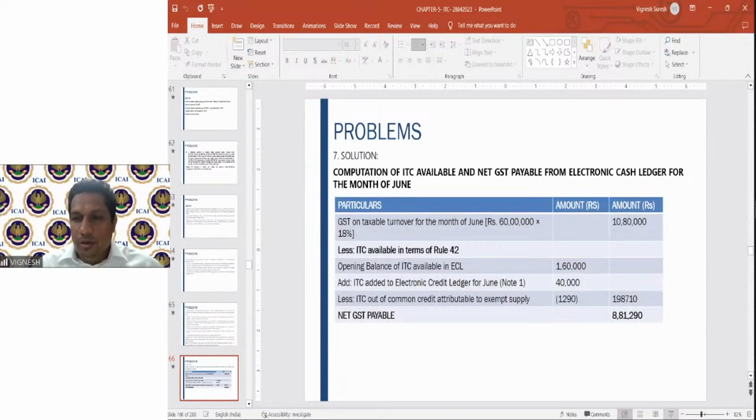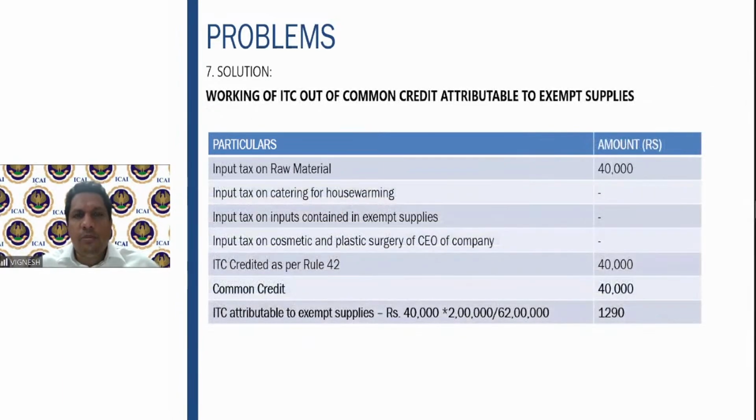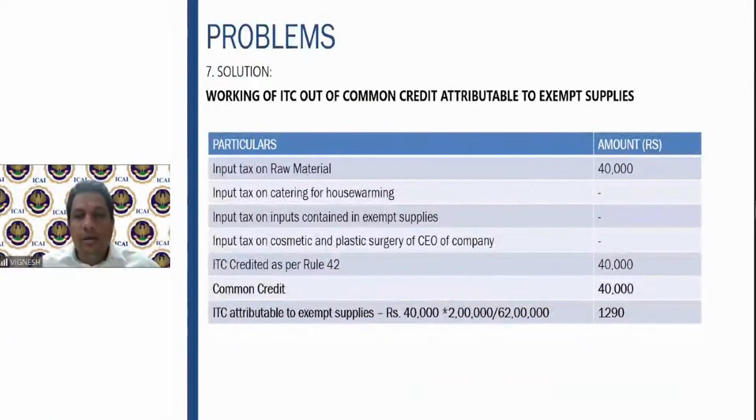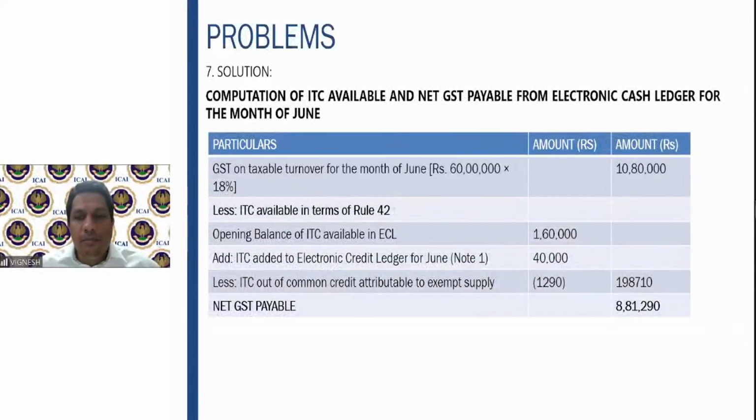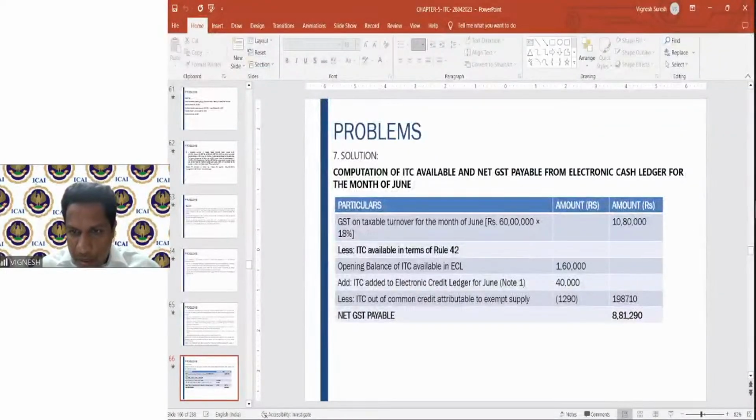Fine. So this is the solution here. You see GST on taxable turnover, 60 lakhs into 18%, 10,80,000. ITC, as I told you, we have to work out input tax on raw material, 40,000 is available. And to the extent of exempt supplies, you will have to reverse the respective input tax credit. So 40,000 minus 1290 plus 1,60,000 is the total amount of input tax credit. And from this, the net GST payable is 8,81,290. I hope all of you understood this particular problem.